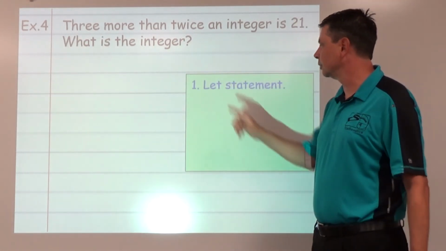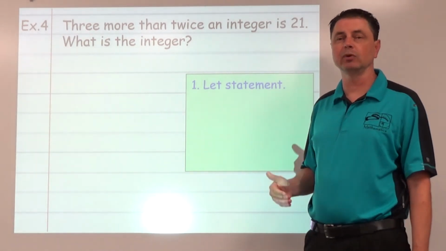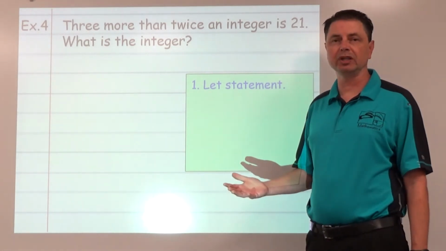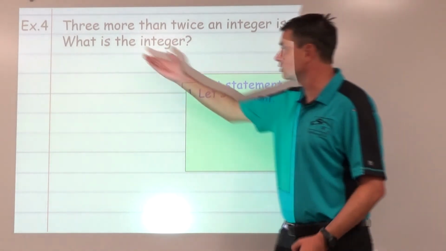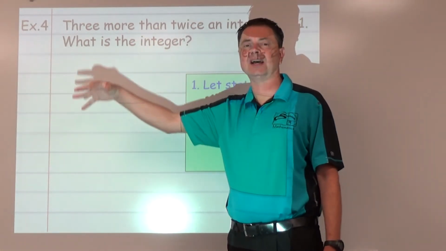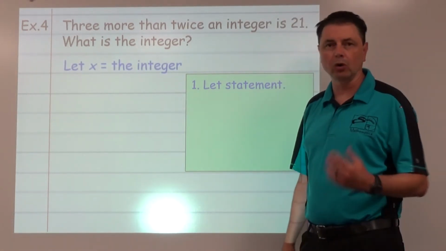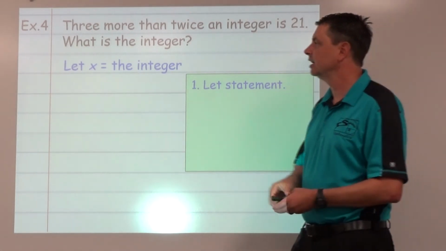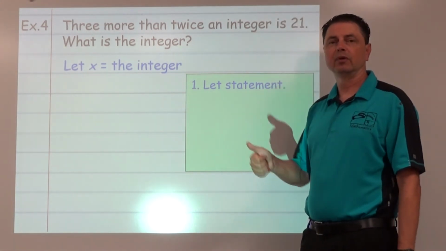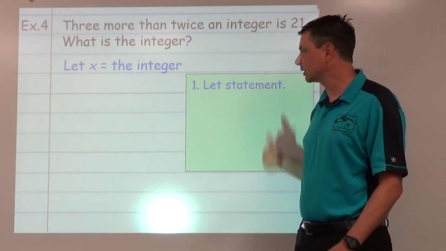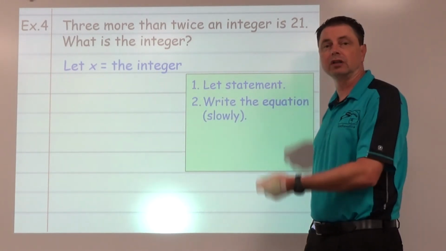First and foremost, number 1, you need to have a let statement. And the let statement is going to define your variable or variables. What is unknown in the problem? What letter are you choosing to represent that? So the question is, well, what's the integer? So pick a letter that's going to be a variable to represent that. We could say let x equal the integer, or n equal the integer, whatever your choice is. We need to have that let statement. You must have that let statement before you get into writing the equation and solve it, because that would be the next thing. Step 2, write the equation, but do so slowly.